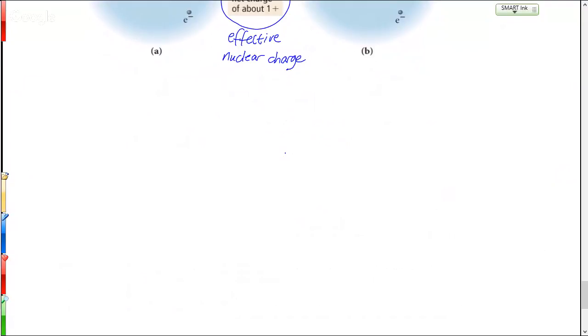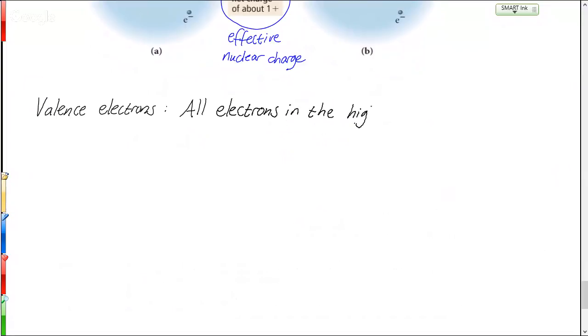Let's define another term here. The valence electrons are going to be all the electrons that have the highest n. So the highest n level.